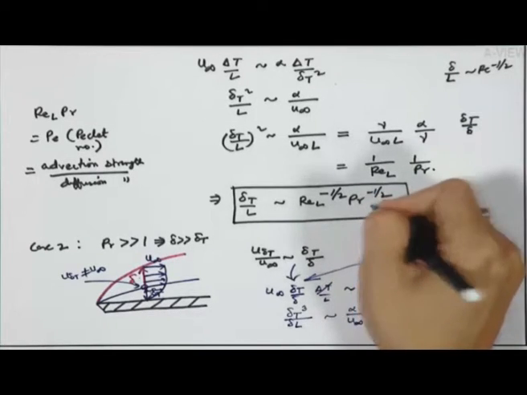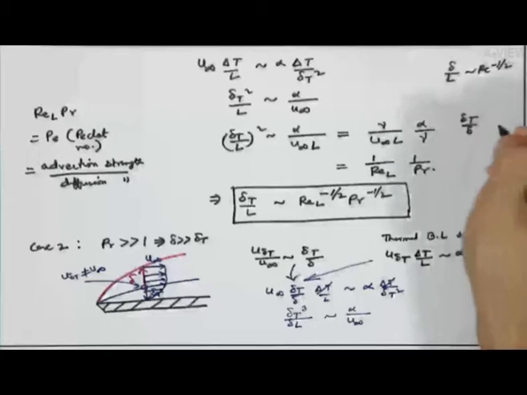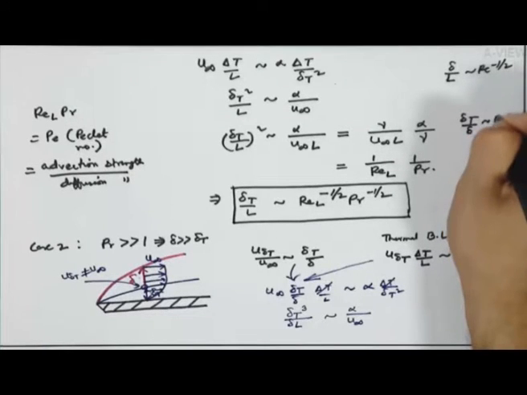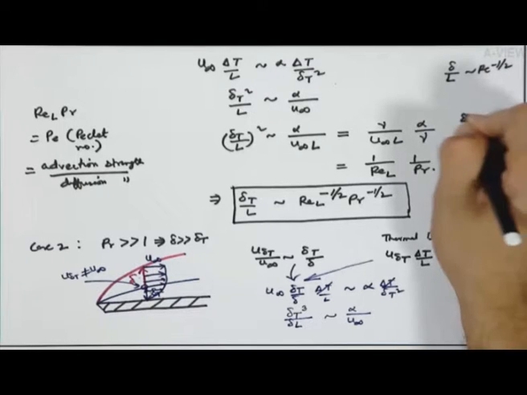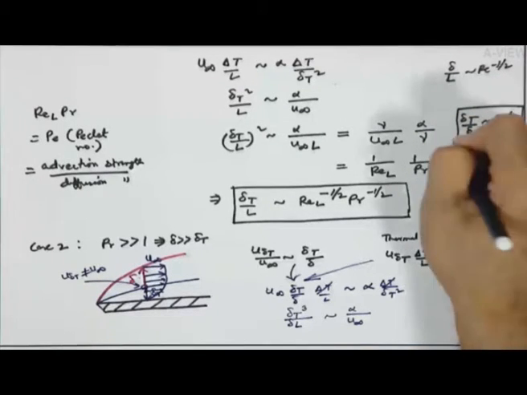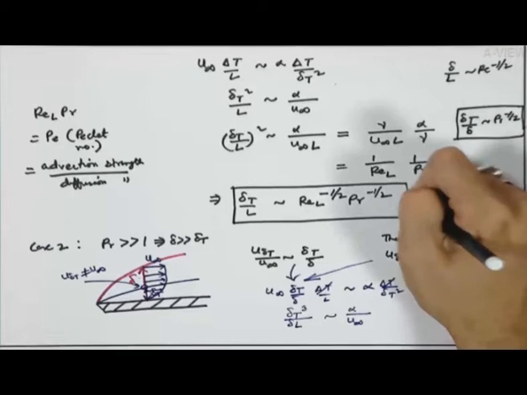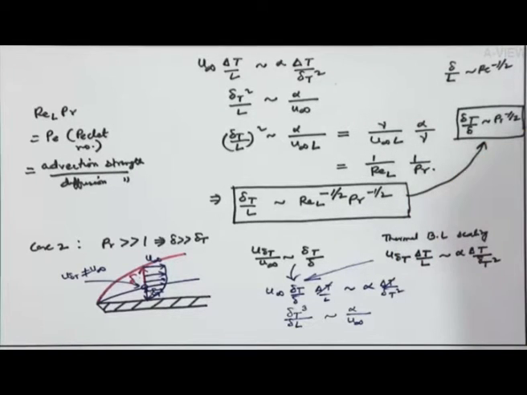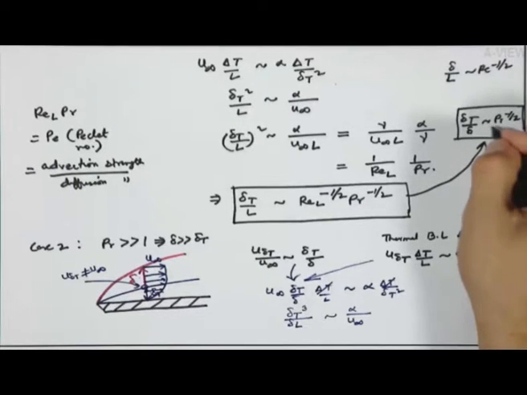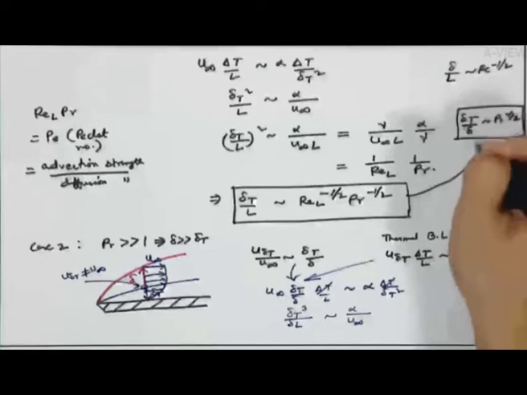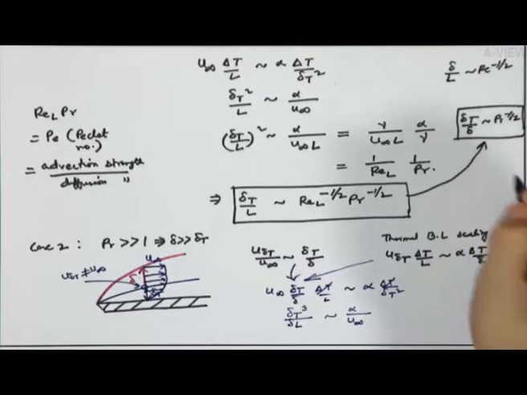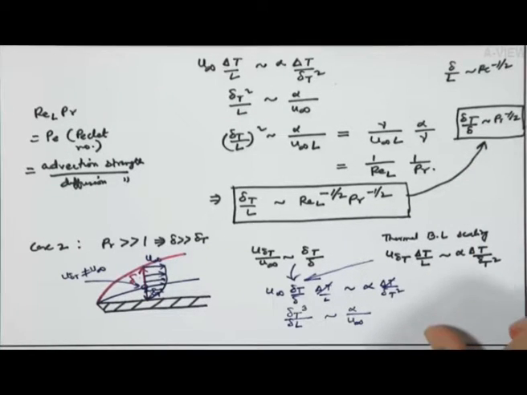So, delta T by L divided by delta by L. So, delta T by delta is of the order of Prandtl number to the power minus half. This we get from here. So, that is why Prandtl number is an indicator of delta by delta T. You can clearly verify it also from the scaling analysis.